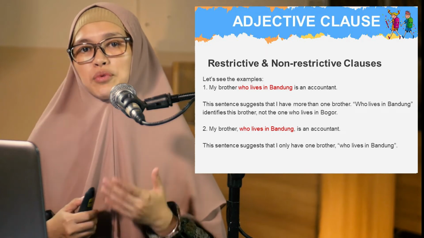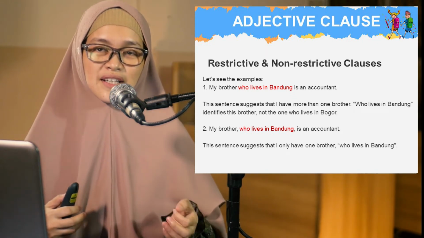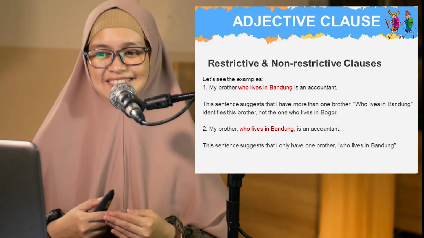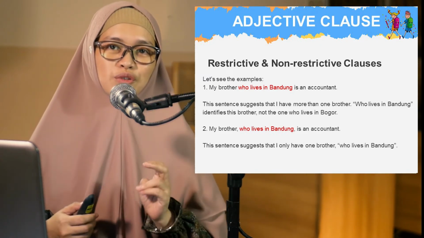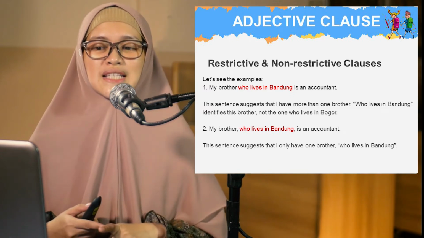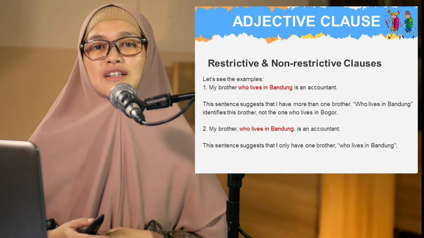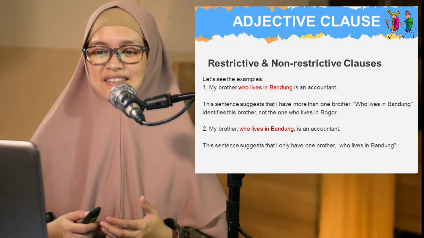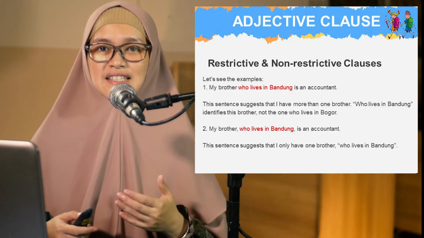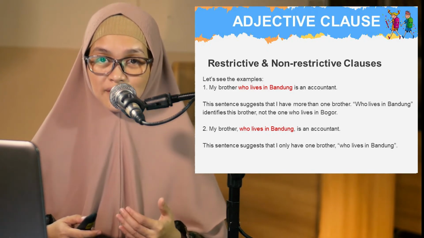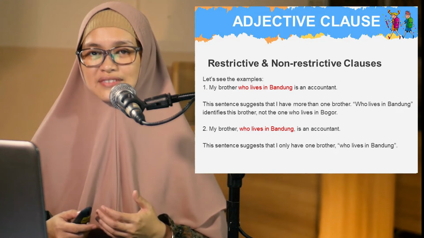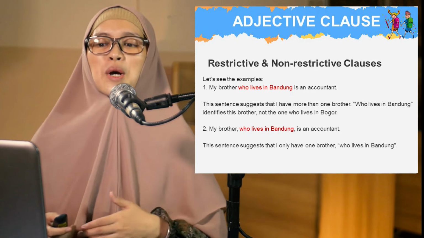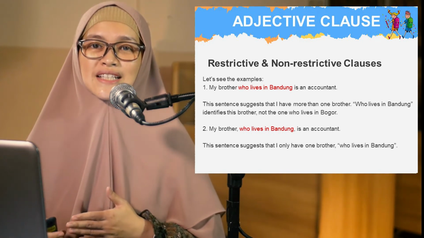I have a brother. His name is Andri. He lives in Bandung and he is an accountant. I will give you two examples. The first one is, my brother who lives in Bandung is an accountant. And the second one is, my brother, who lives in Bandung, is an accountant. Let's see here.